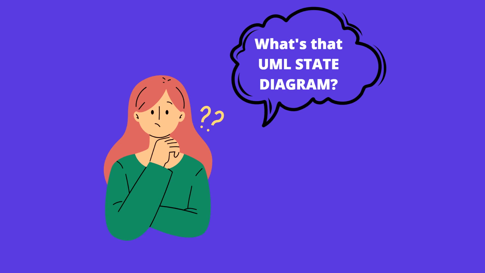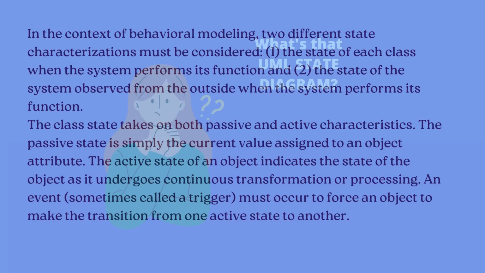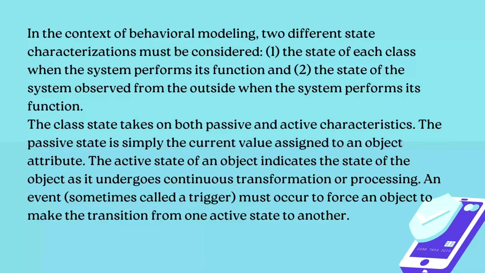What is the UML State Diagram? In the context of behavioral modeling, two different state characterizations must be considered. First, the state of each class when the system performs its function, and second, the state of the system observed from the outside when the system performs its function.